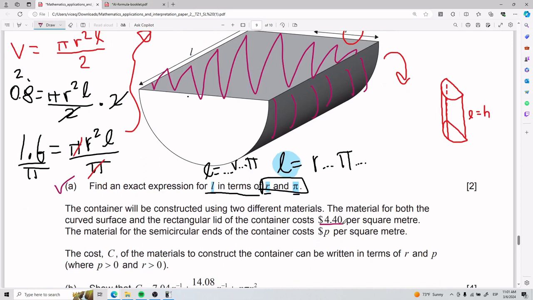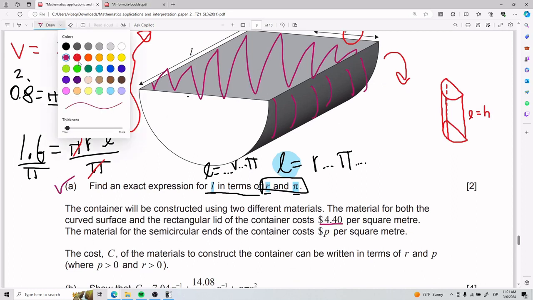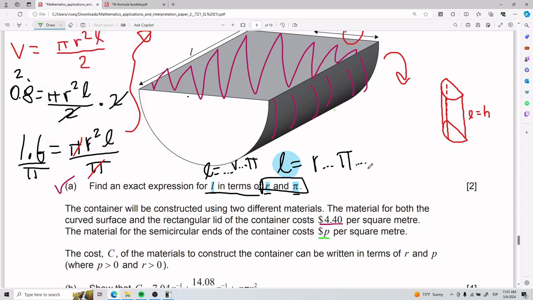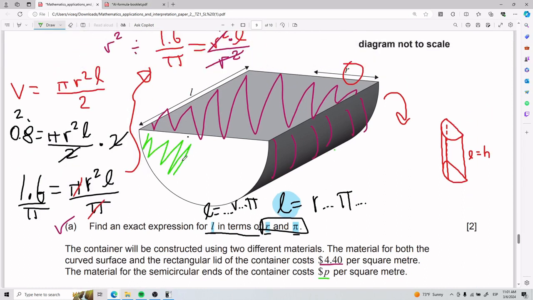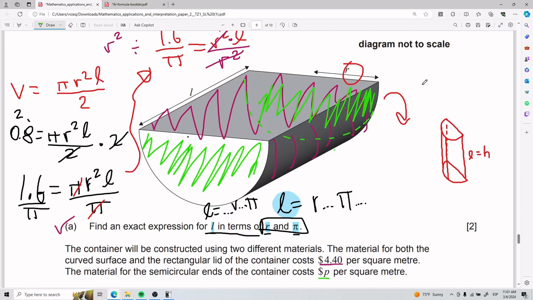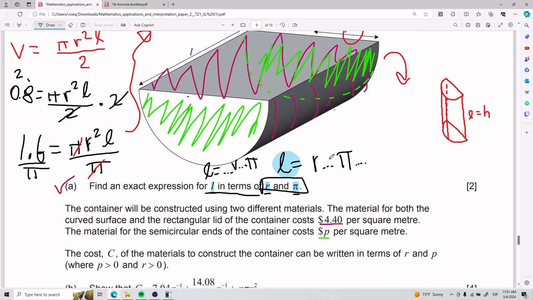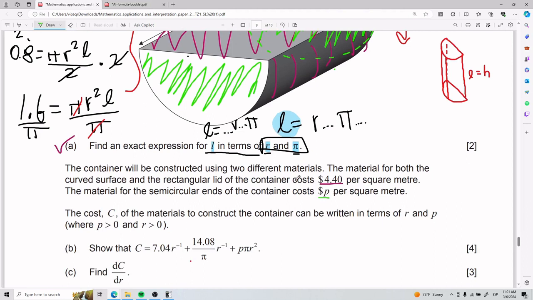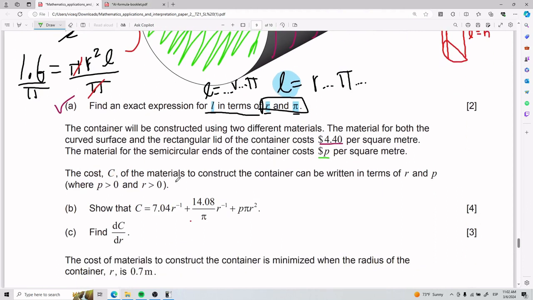Then it tells us the material for the semicircular ends of the container will be P per square meter. So what's in green costs P per square meter, which is also the green that is back here hidden as a semicircle. Okay, so that is what they're trying to say. So the cost C of the materials to construct the container can be written in terms of R and P, where P is greater than 0 and R is greater than 0.